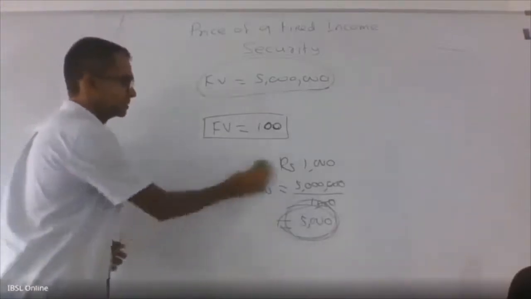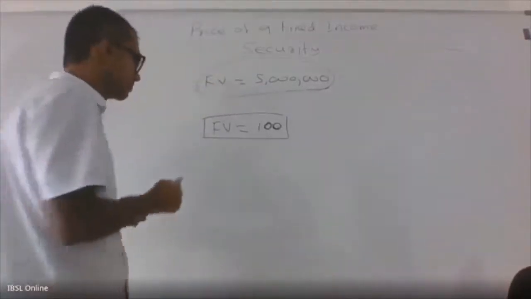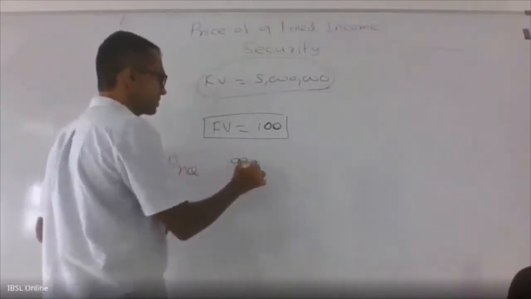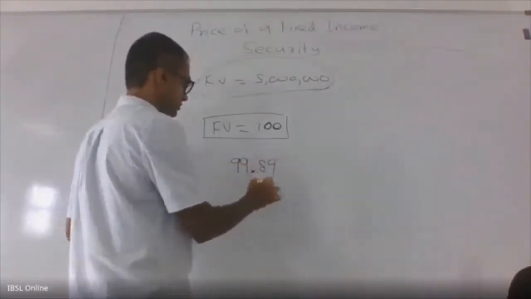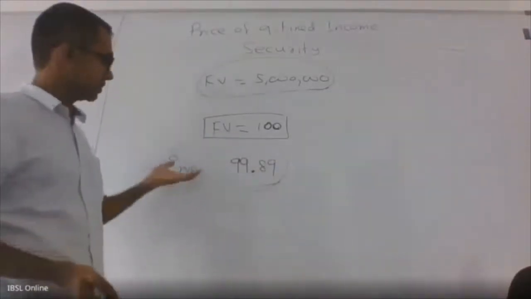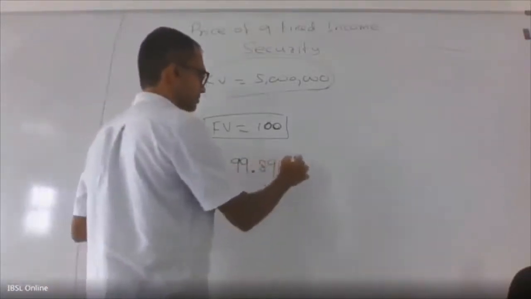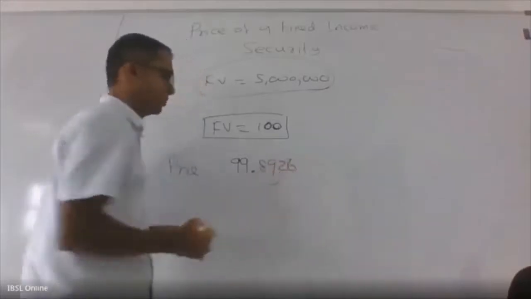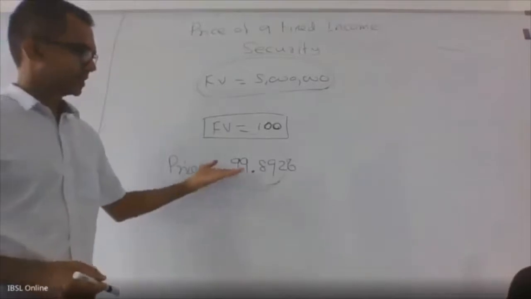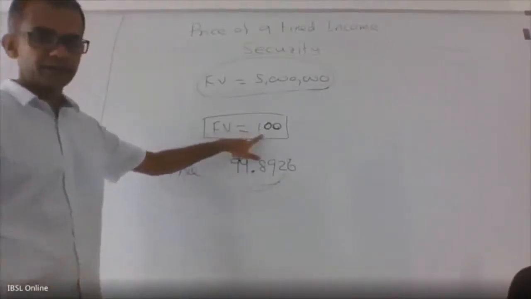The other thing is this pricing. The price of a bond may be expressed as, say, price is 99.89. Then what does it mean? In the market, you see price like this. Maybe there may be a few more decimal points. This is the price. What does it mean? This is the price of a bond if the face value is 100.